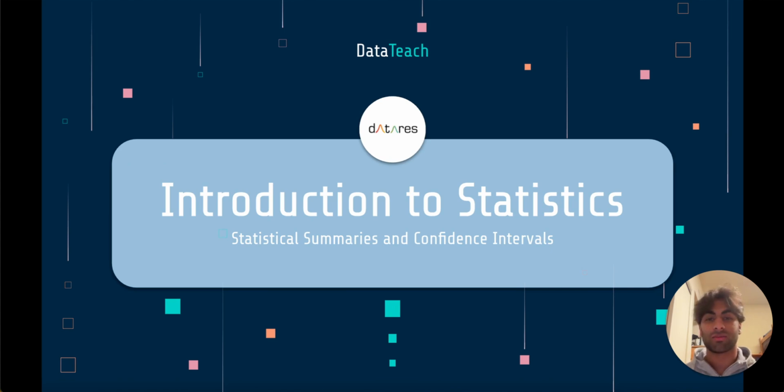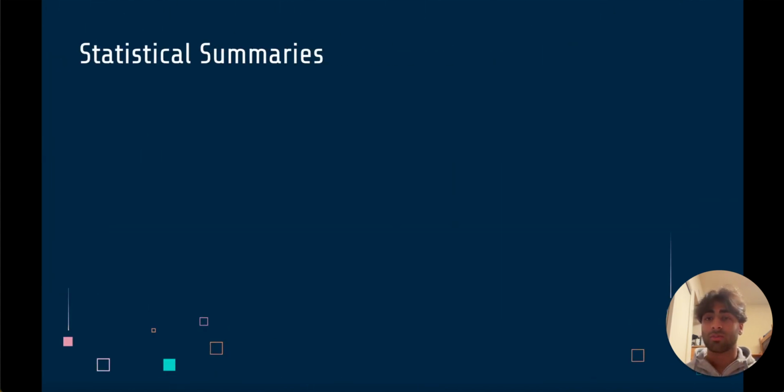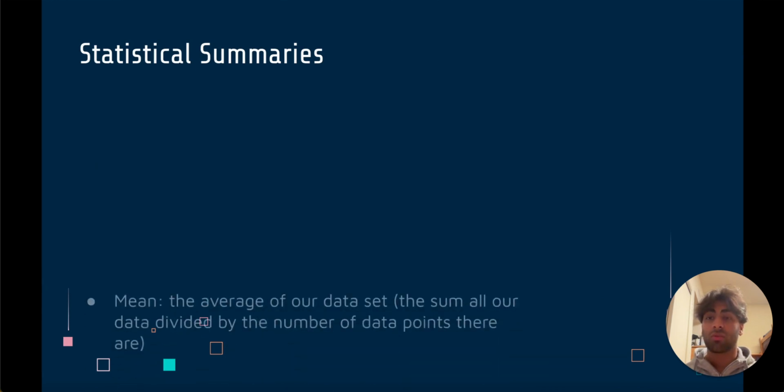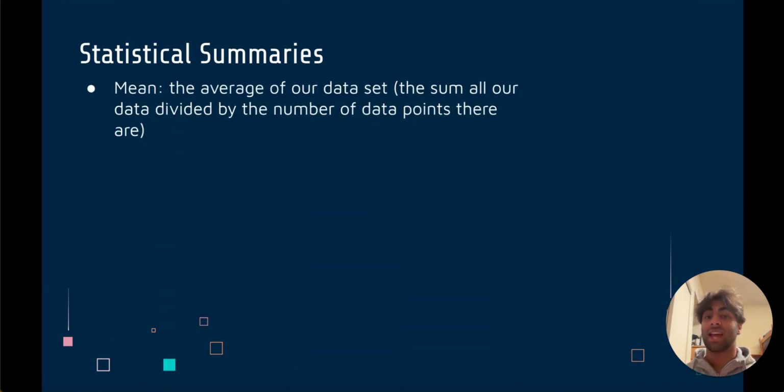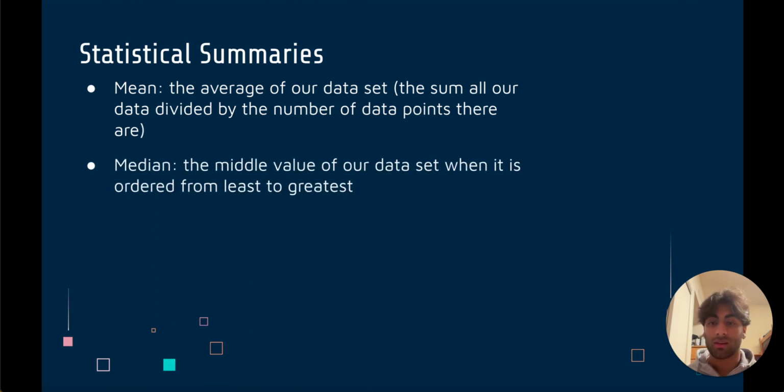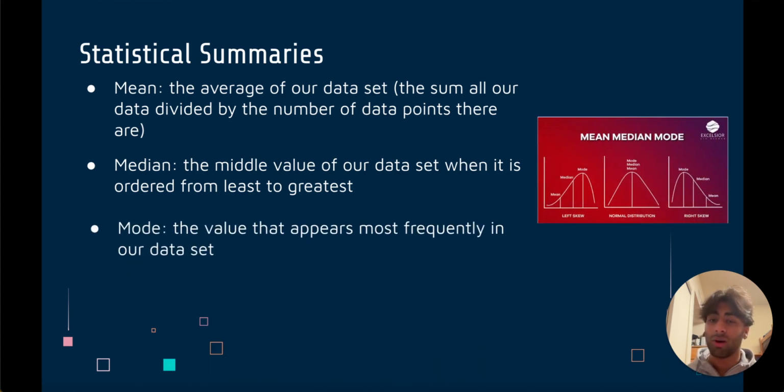Let's get started. So starting off with some statistical summaries, first off, we have the mean. The mean is the average of our data set. Essentially, the sum of all of our data divided by the number of data points that there are. Next up, we have the median. The median is the middle value of our data set when it's ordered from least to greatest. And then we have the mode. The mode is the value that appears most frequently in our data set.